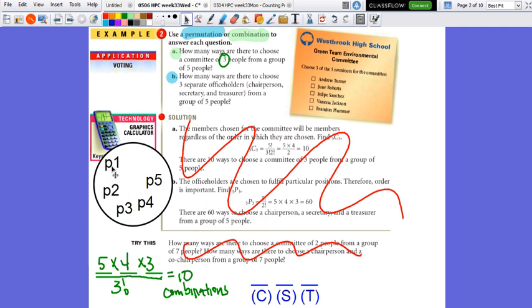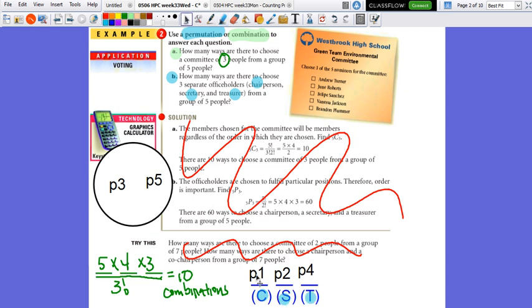5 people, I named them P1, P2, P3. Let's say I pick person 1, person 2, and let's say person 4, just so it's not completely in order. Now, in this example, this is the position for chairperson, secretary, treasurer.